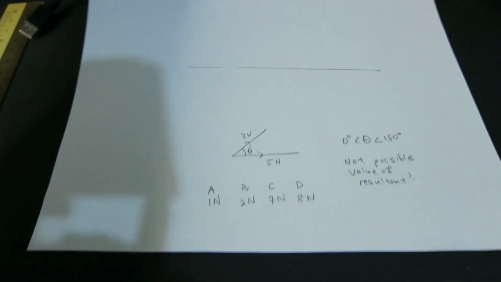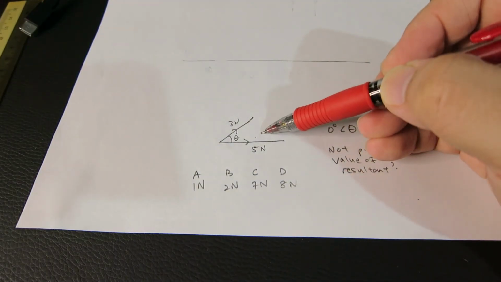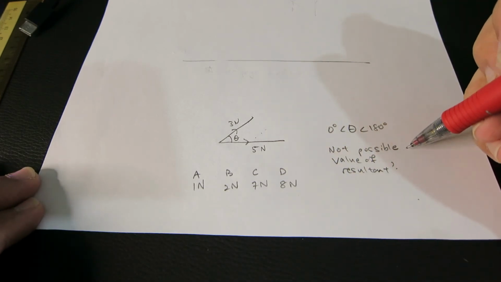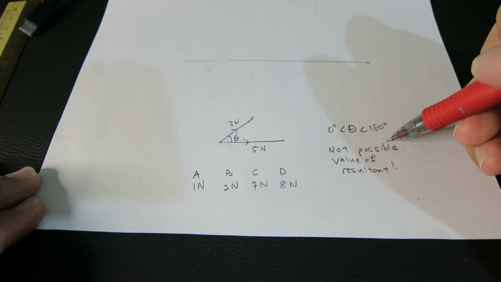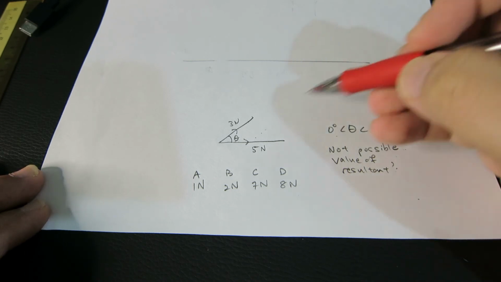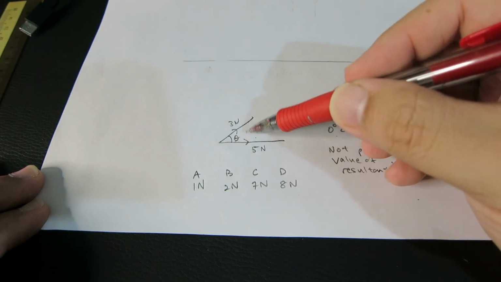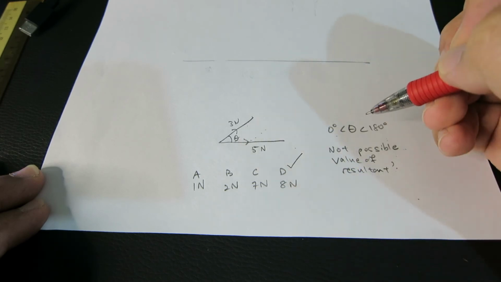Another type of question that is common. I have 2 vectors here. Find the resultant. They will ask what is not the possible value of the resultant if my angle can vary from 0 to 180 degrees. So just take note, if the angle is 0, that means 3 Newton and 5 Newtons are pointing in the same direction. So 8 Newton is possible.